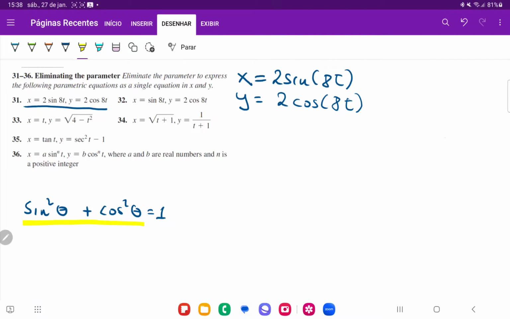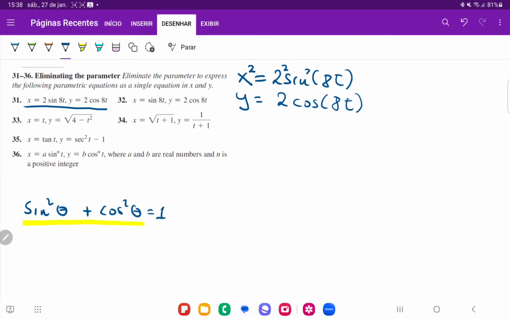is the squares. So to get the squares, we have sine and we have cosine, so we have to square both sides. So let's go ahead and do that. So on the x equation, if we square both sides, we get x squared is equal to 2 squared times sine squared of 8t. And similarly, if we square the y equation, we get y squared is equal to 2 squared times cosine squared of 8t.